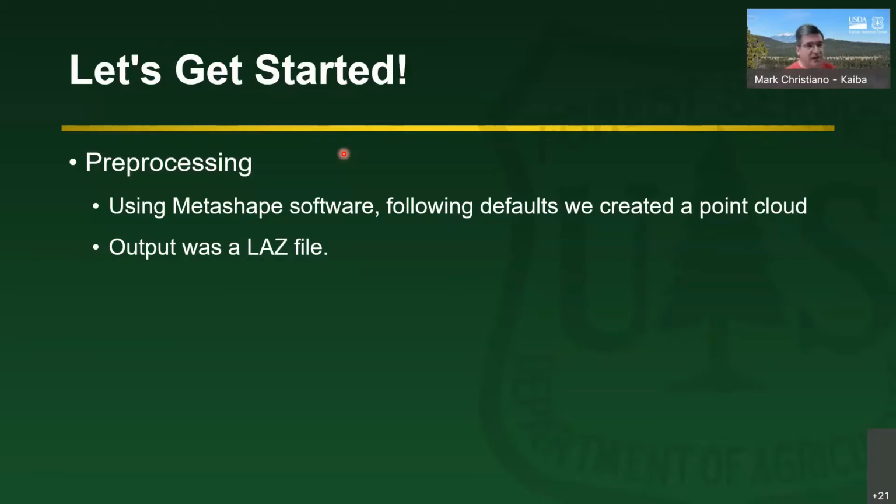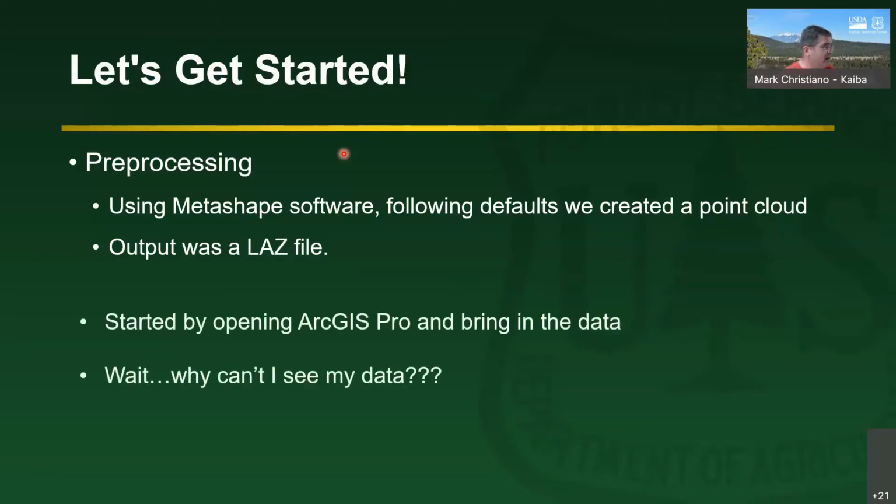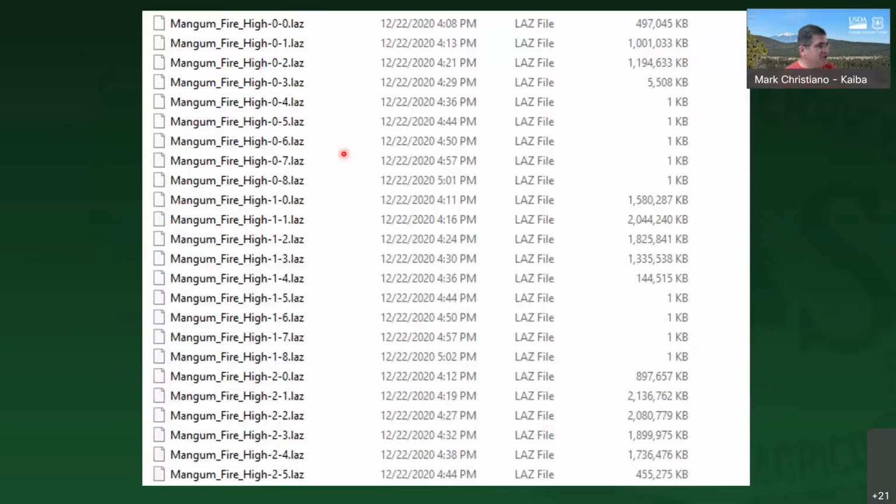So I was all excited. I fired up ArcGIS Pro. I went to get my data and I couldn't see it. And I'm like, what happened to my data? So I was like, what's going on? I went and checked. It is there. It's very large. What happened? It turns out right off the bat, ArcGIS Pro does not read LAZ files.